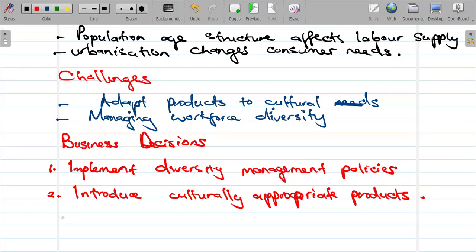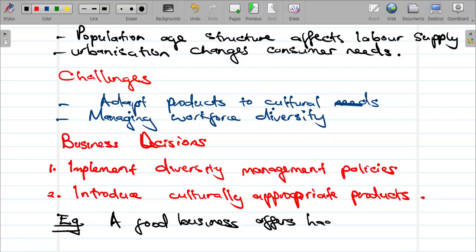An example includes a food business that offers halal products to serve Muslim consumers.